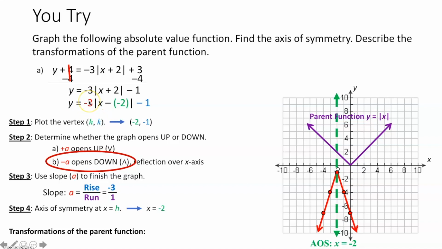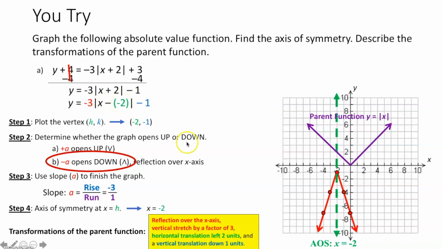What does the 3 mean? Well, since you have an a value that is less than -1, we have a vertical stretch by a factor of 3. Next, what does the h value tell us? Well, remember, the h value is the horizontal translation, so it tells us that we move to the left 2. And then what does the k value tell us? Well, this is our vertical translation, and this tells us that we move down 1.